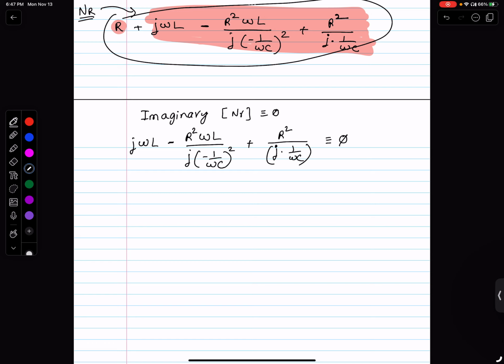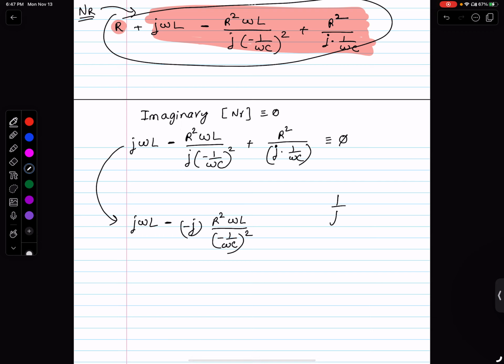I can play around with this a little bit more. j omega L comes out to be j omega L. Okay, negative R squared omega L divided by negative 1 over omega C, the whole squared. Now you see 1 over j is what I have here. I'm going to write it as negative j, okay?